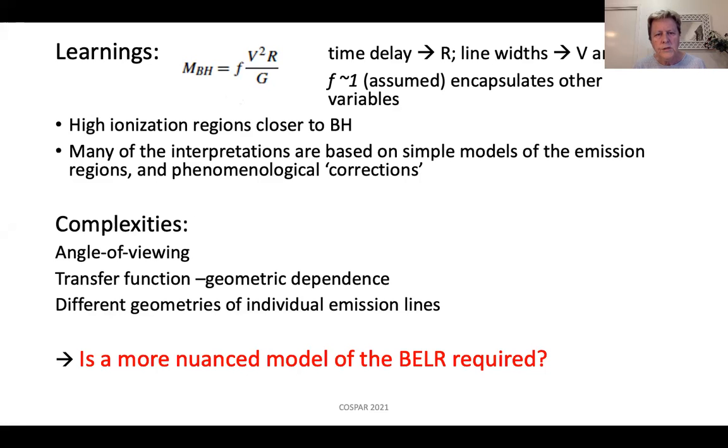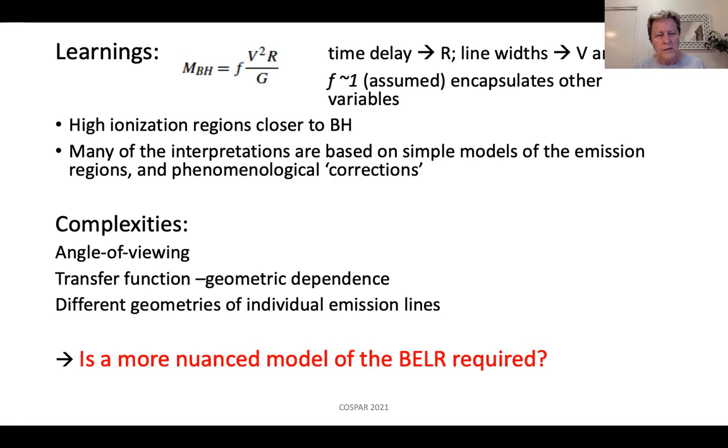Now, in order to do this, there's an unknown factor, F, which is included to incorporate all the variables that we don't understand about this process. It's usually taken to be 1 in most measurements of black hole mass. And I'll say a little bit more about the value of F as we go along. But from these very simple, well, the measurements are not simple in that they take considerable lengths of time, tens of years, but the analysis is reasonably straightforward.